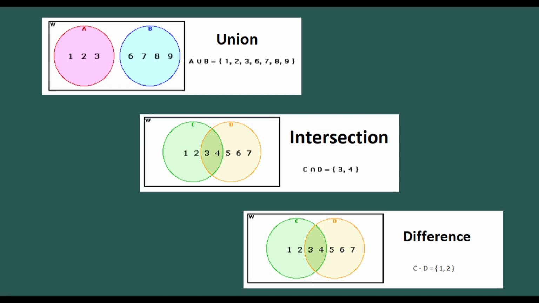If I say the difference between set D and set C, then the output will be 5, 6, 7, because 5, 6, 7 are the values which are present in set D and are not present in set C. So now let's jump over to the code.